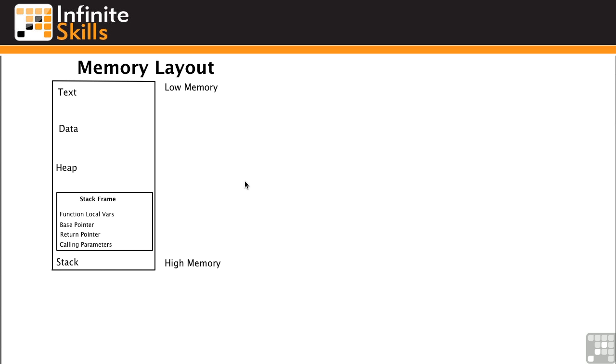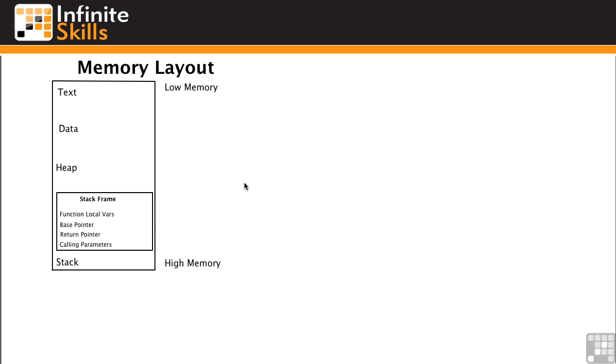Let me bring up the memory layout diagram here again, and you can see the stack frame. Let's say I've got a local variable in a function, and I try to stuff too much data into it. What I have the possibility of doing is putting that data into the space in memory where the return pointer is. And if I can manipulate the return pointer in a particular way, then I can have some control over the flow of execution of the program.